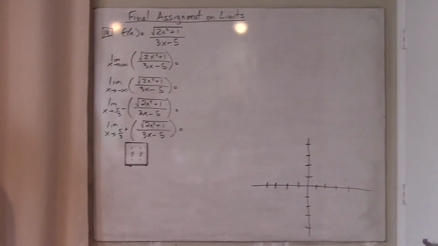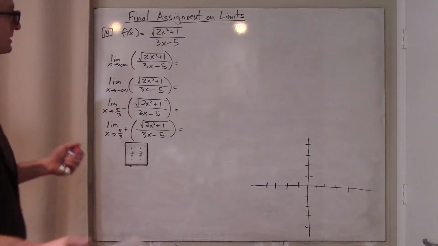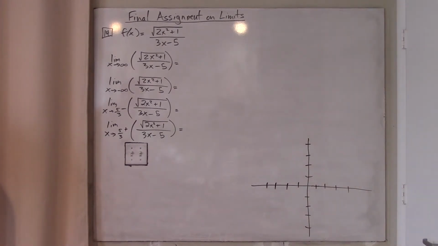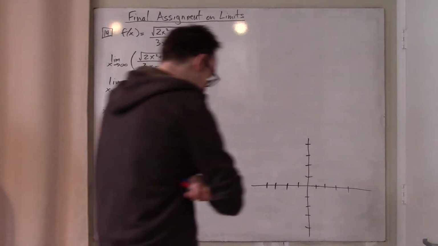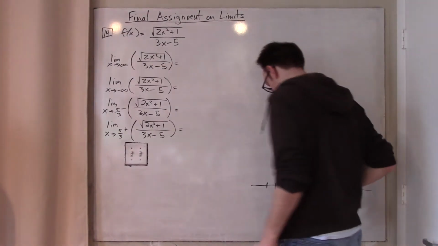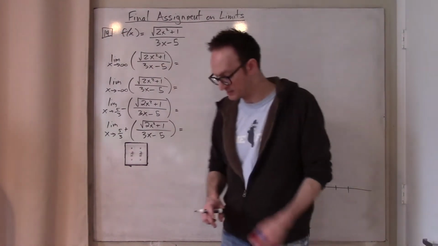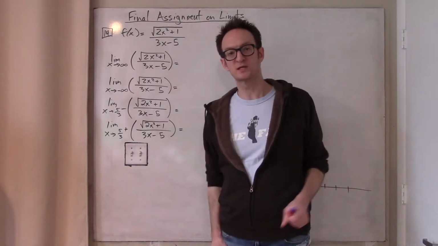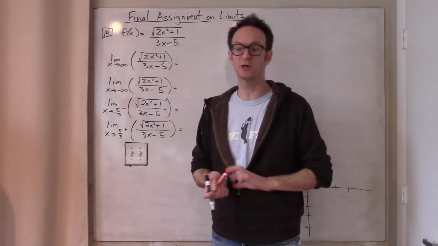Okay, we are back. Page 6, number 14. This whole page is just one big problem. The problem is, analyze this function, square root of 2x squared plus 1 over 3x minus 5. What is this function? It's just a function. And you could argue that this is really just pre-calculus, and I would agree.